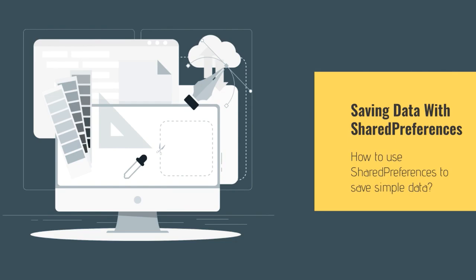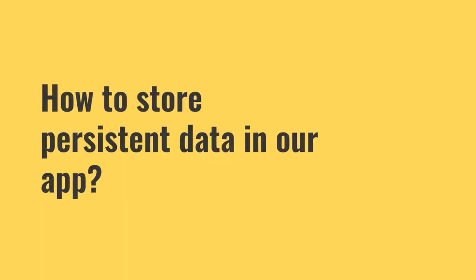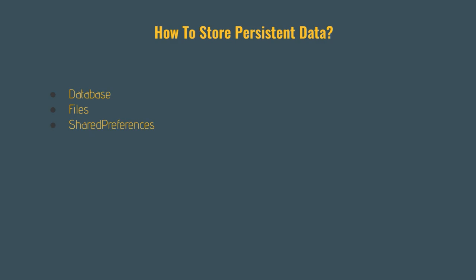Okay, now let's talk about saving data with shared preferences. So when we're building our apps, one of the key questions is how to store persistent data. Well, we have a few different options that immediately come to mind when thinking about storing persistent data. We could use a database. We could use files, or on Android, we have something specific for this use case called shared preferences.